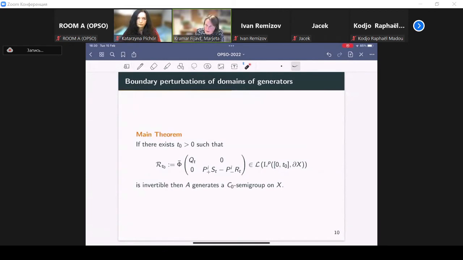Here I have written the main theorem of a paper. I think I forgot to say in the beginning, when I was so stressed with the tablet, that everything I'm telling you today is joint work with Klaus Johann Engel. We have submitted our paper, so it is not yet published, but it is on arXiv. So what is our main theorem? One can describe the generation in terms of the invertibility of a certain matrix.